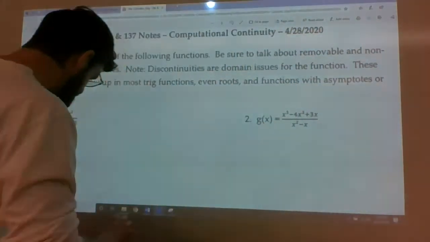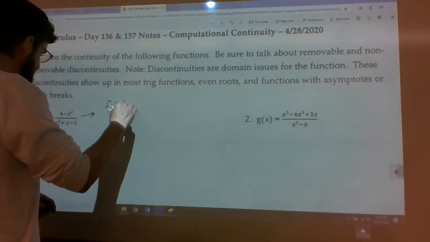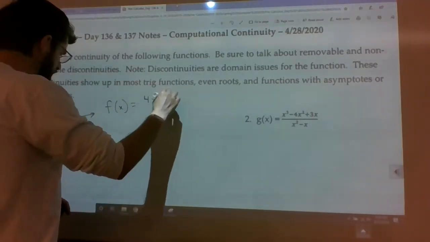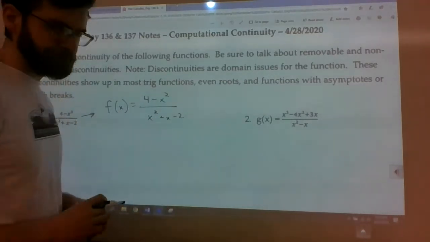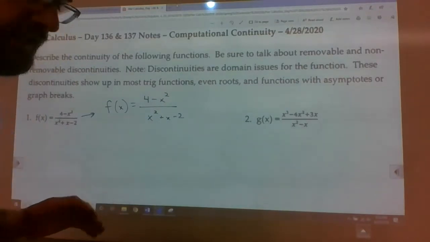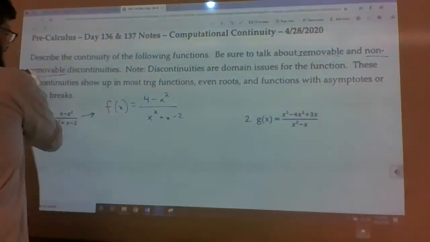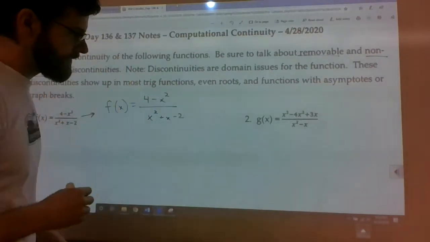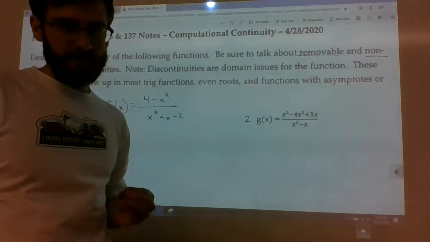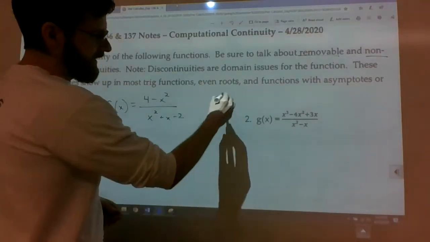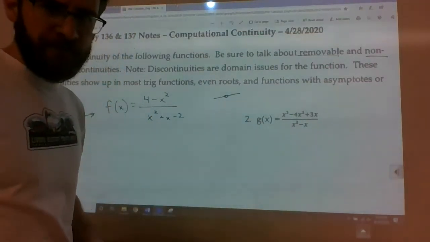So, number 1. F of x is equal to 4 minus x squared over x squared plus x minus 2. Quick review of continuity. Specifically removable versus non-removable. Removable discontinuities were ones where the limit existed. All right, so that'd be like a hole in the graph. Yeah, pretty much like a hole in the graph.